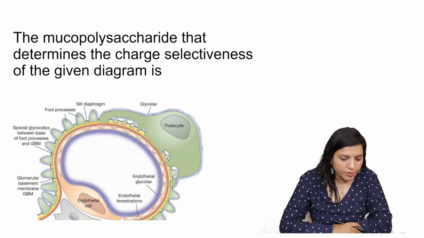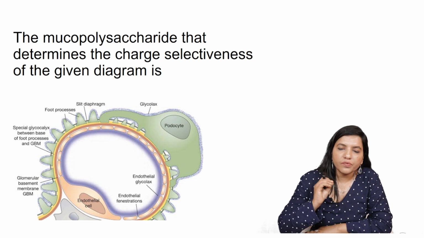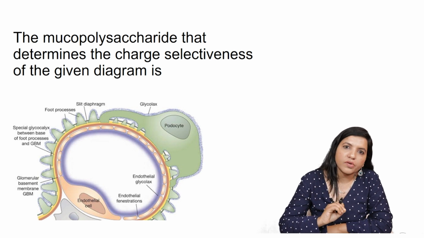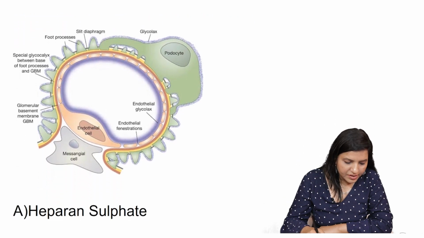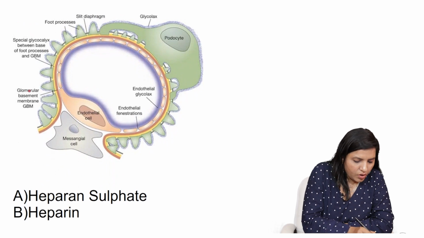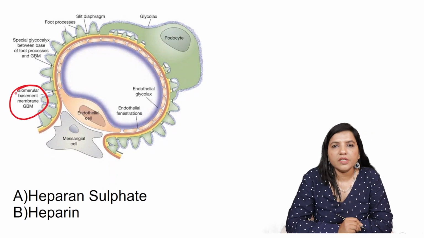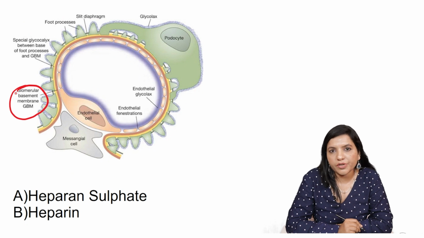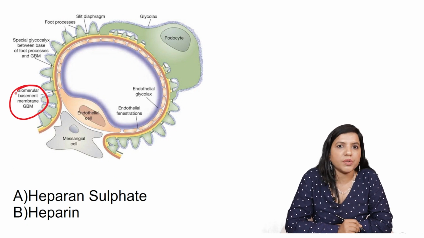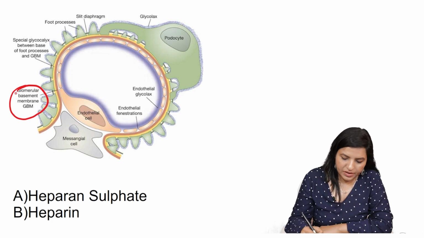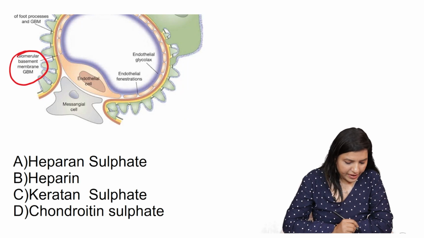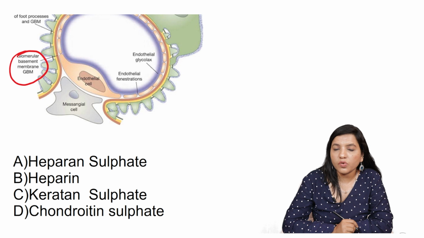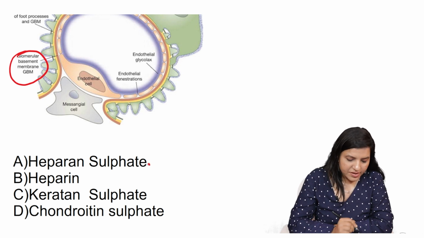The question number 4, the mucopolysaccharide that determines the charge selectiveness in the given diagram. So, we should understand what is this diagram, then only we can answer the question. So, this is the diagram of the membrane, that is the renal glomerular basement membrane. So, we should know what is the glycosaminoglycan that is present in the glomerular basement membrane, which is determining the charge selectiveness. So, we will see the options. The options are heparan sulfate, heparin, keratan sulfate and chondroitin sulfate. So, you know what is it? Yeah, it is heparan sulfate.